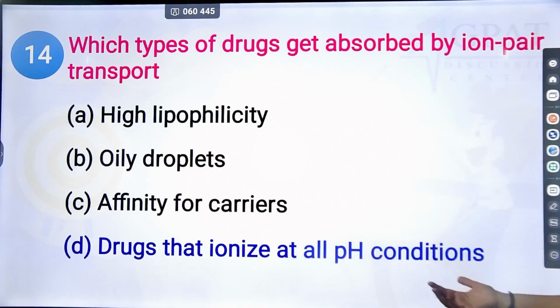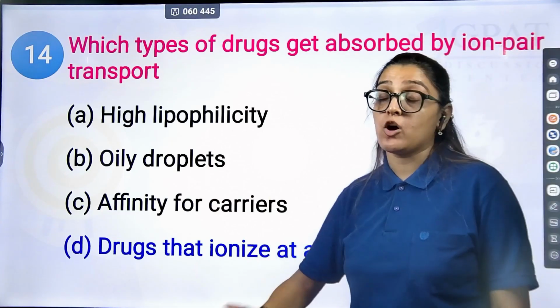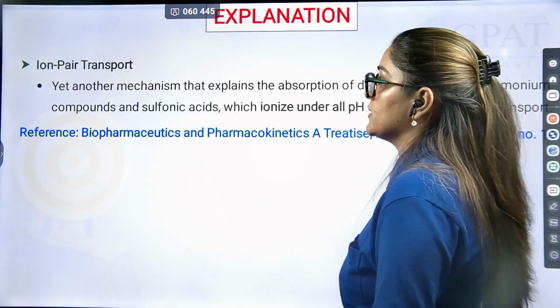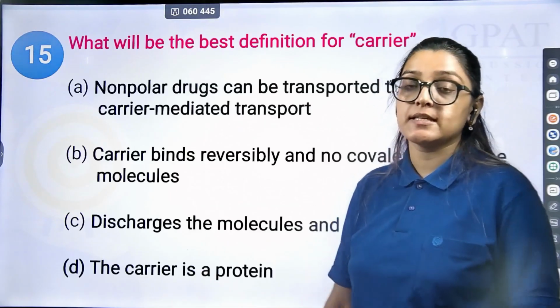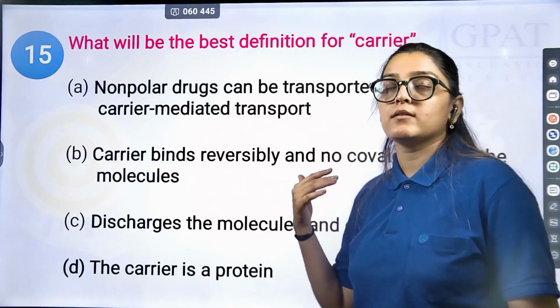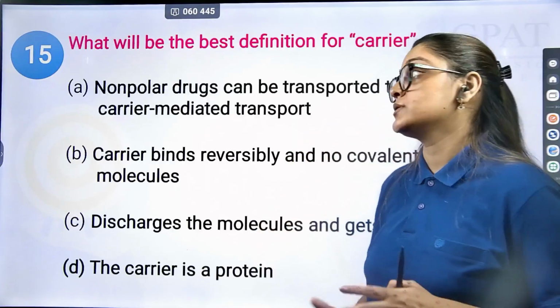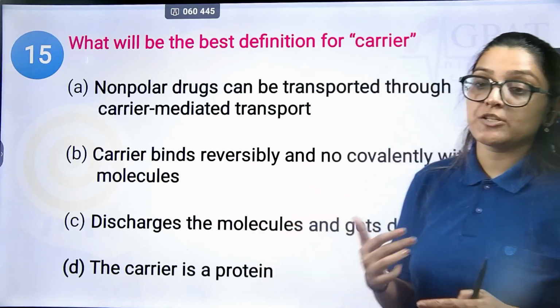So generally the drugs which do ionize at all pH conditions, they require a counter ion to be transported, right? Generally unionized drugs are easily absorbed, but even if we try to send an ionized drug, we need a particular counter ion. What will be the best definition of a carrier?